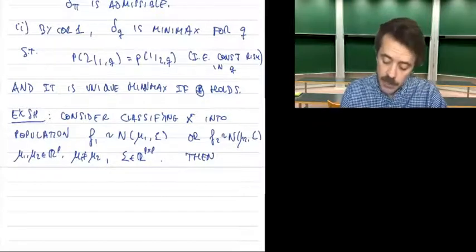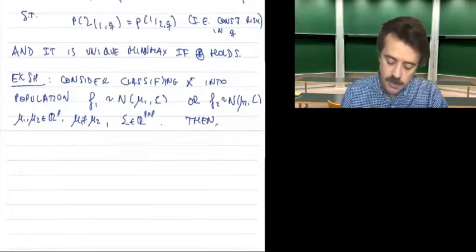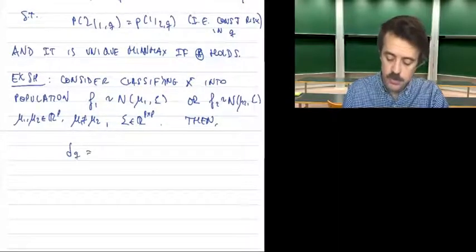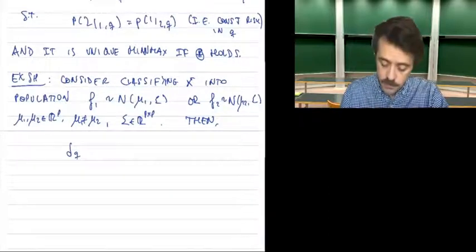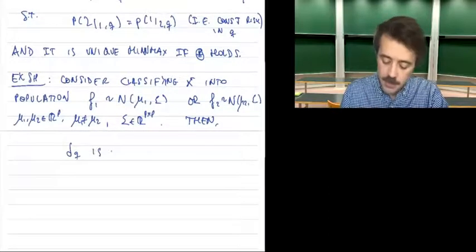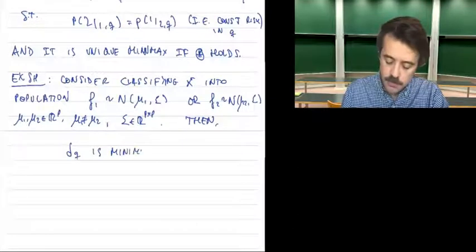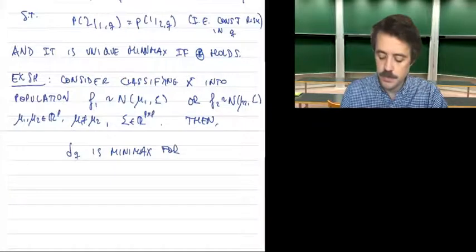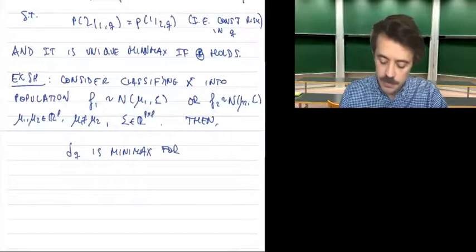Okay, so then I claim, and you will have to prove this, that this delta Q is minimax for, and actually it's unique minimax, yeah?